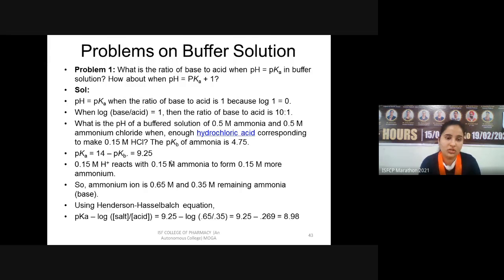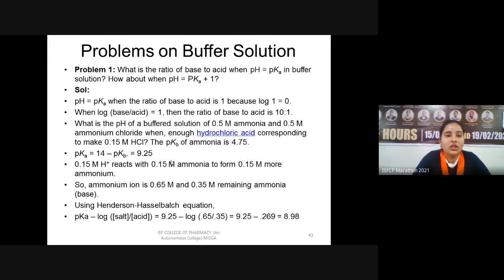So first of all, when the concentration of salt and acid is equal, in that case the ratio of the base to acid is 1. So log 1, as we know, is equal to 0. When is log of base over acid equal to 1? When the ratio of the base to acid is equal to 10. The ratio will be 10 is to 1.